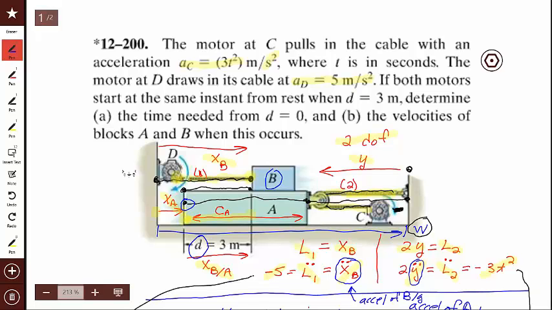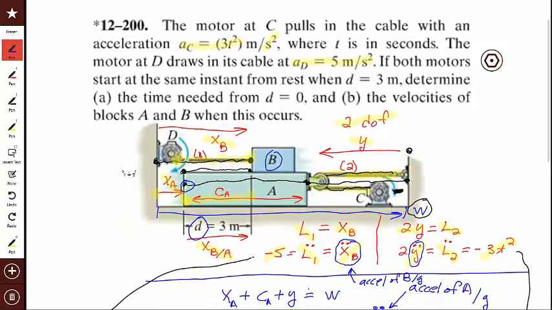It shows some relative motions, and it also shows the use of rope equations. All right.